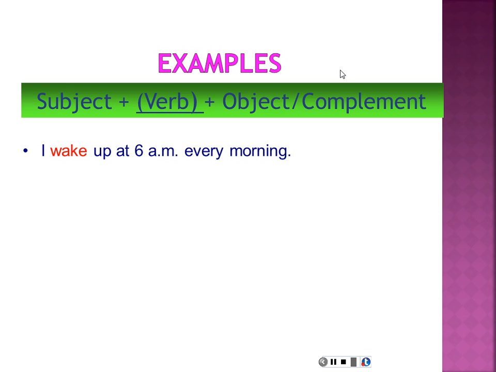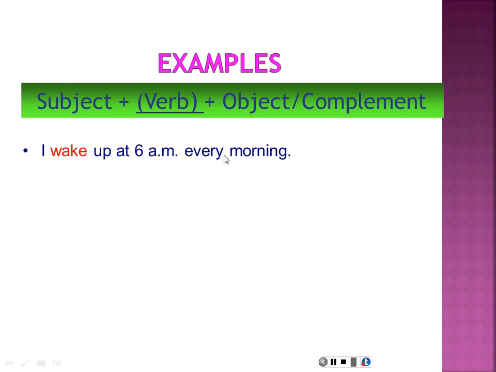I wake up at 6 a.m. every morning. So let's compare the structure of this sentence with the structure we have here on the top in green. I wake up at 6 a.m. every morning. I is the subject. Wake is a verb. Do we have an object? No, we don't have an object in this sentence, so we have a complement, the rest of the sentence.